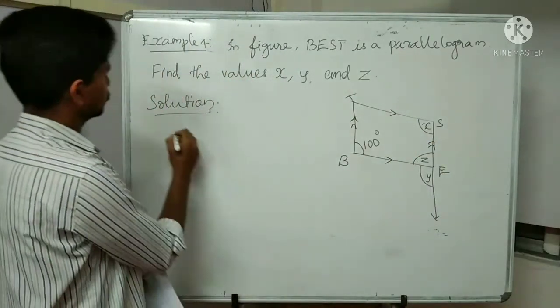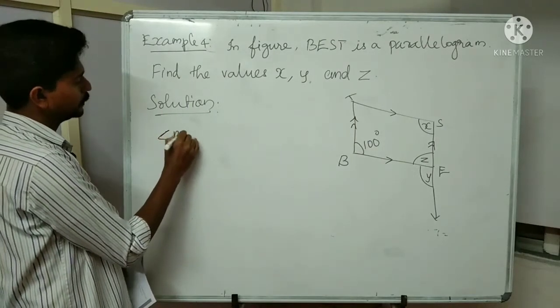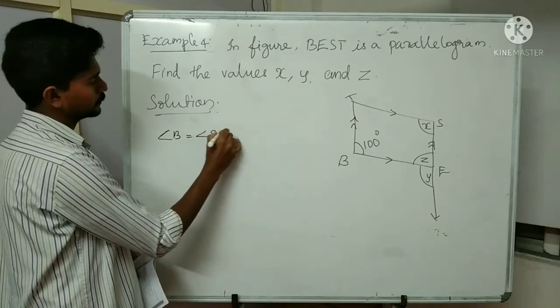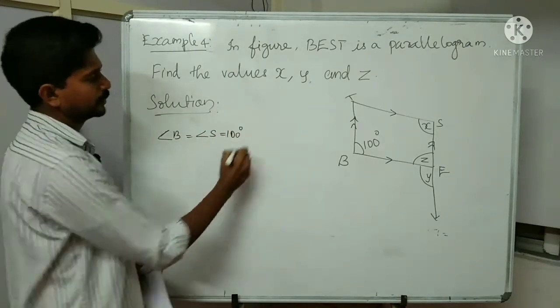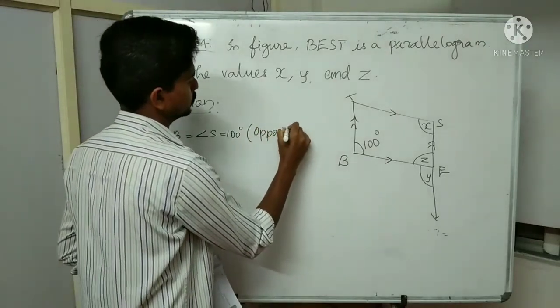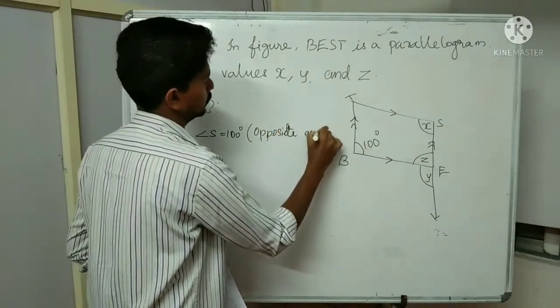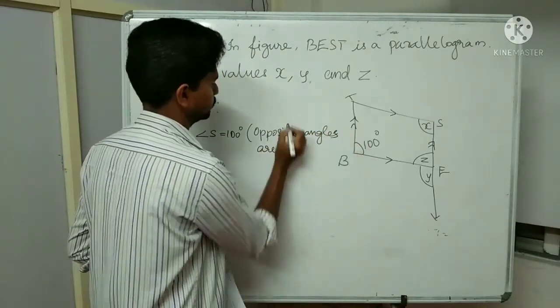Opposite sides are equal. So we can say that angle B is equal to angle S, which is equal to 100 degrees, because we have to write the reason: opposite angles are equal.